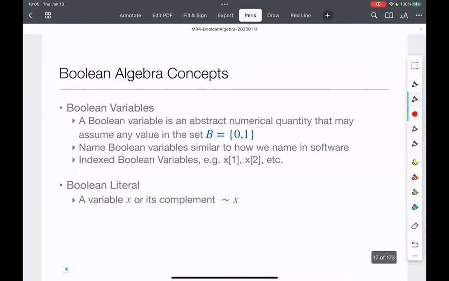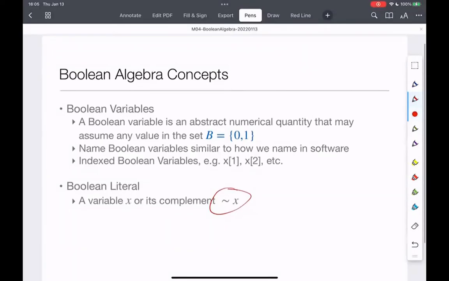Then we have Boolean literals. Literal means a variable or its complement. So we use the term literal to refer to, if we have a variable x, then x and not x. They are both called literals. Okay, so when we say literal, that's what it means.